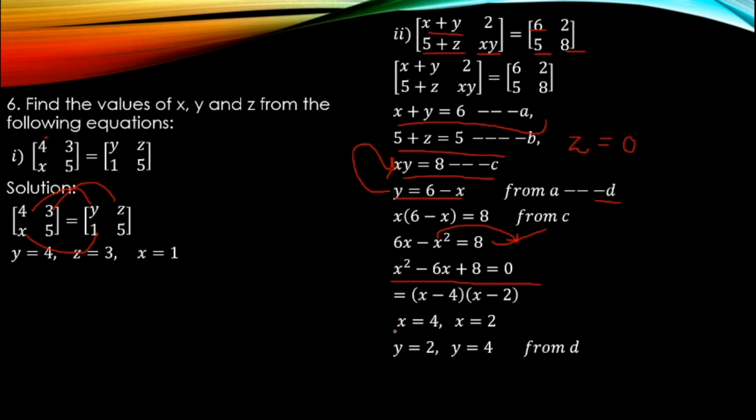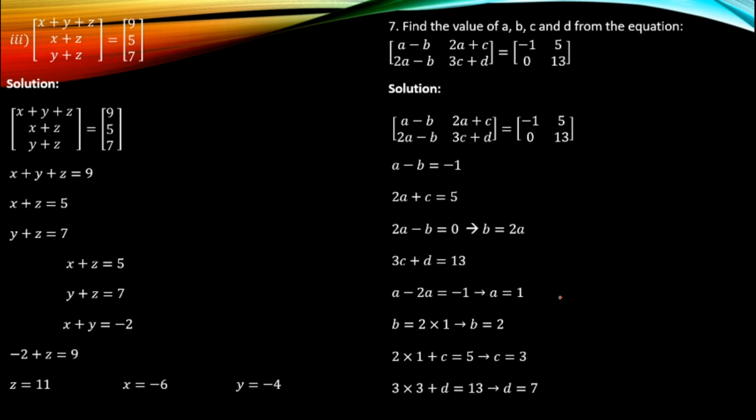So what can the values of x be? When x equal to 4, then y's value will be 2. How did you get 2? Because y equal to 6 minus x. So when it is 4, 6 minus 4 is 2. And if the value of x is 2, y will become 4. So here it's done. Next, it's almost the same, so I need not struggle with this. I'll move on. It's quite easy.